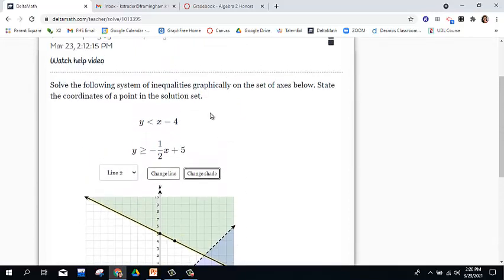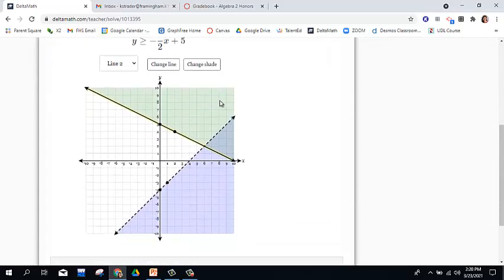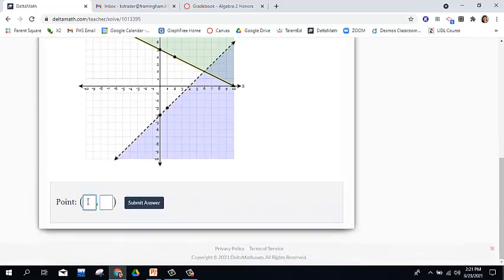One more thing that Delta Math asks us to do, and that is to state the coordinates of a point in the solution set. They call it the solution set. That's the same thing as feasible region. So we want to list any of the points in this area. So I'm going to go with 10, 3, right? This point right here. That would be a good point.